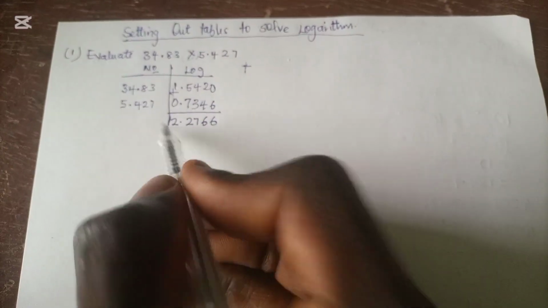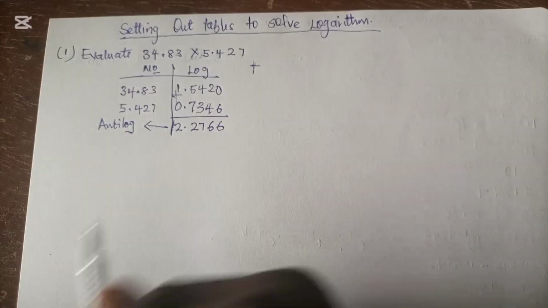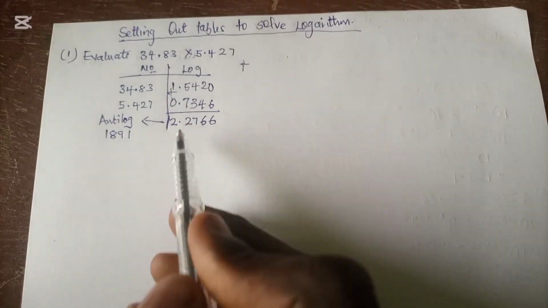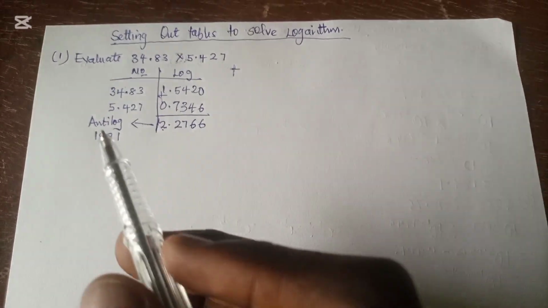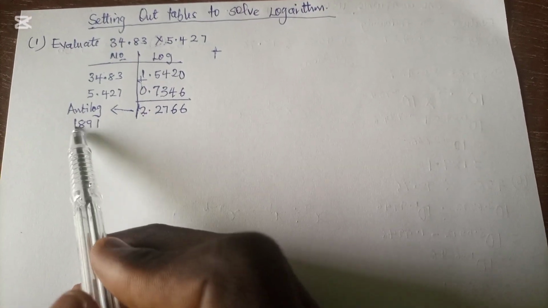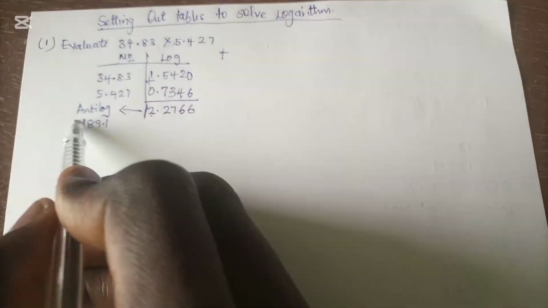Now we are not done. We have only gotten the addition of this. We need to find the antilog. We need to find the antilogarithm of this. And when we find the antilog, we'll get 1891. But this is 2. The integer is 2. I've told you how to do that also in my last video, how to find the antilogarithm. So we're carrying this to the right of the 0, 1, 2. So the decimal point should be here. So that's our final answer.